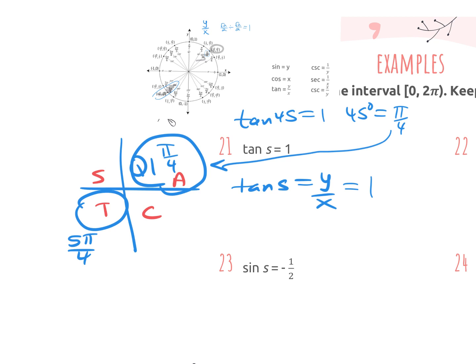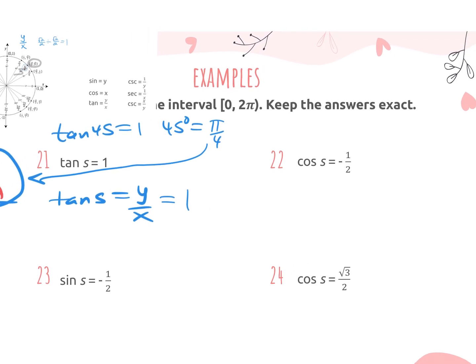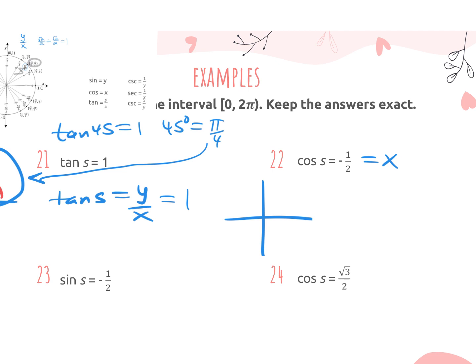Now for number 22, it's cosine. Cosine, what we're looking for is an x value. Cosine looks at x. So to narrow down my search, I'm going to do my All Students Take Calculus. I want to figure out what quadrant cosine is negative in. And cosine is negative in quadrant 2 and 3. Then I'm going to look at all my ordered pairs until I find one ordered pair where the x equals -1/2. I don't have to look at the whole circle. I'm only looking in quadrant 2 and 3. Once I find one of them, I'm just going to look for the same denominator.